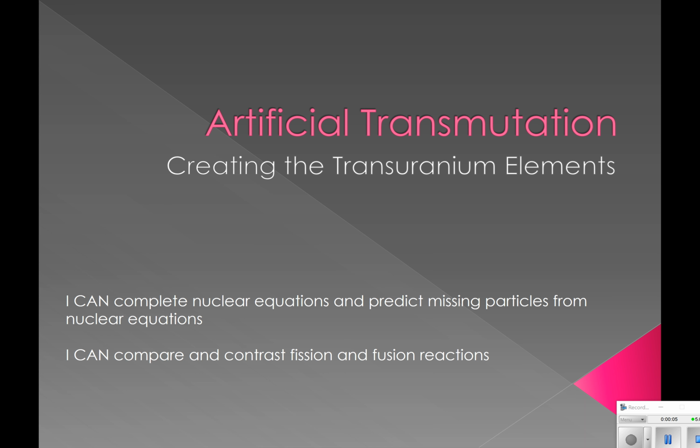Today's lesson is going to be on artificial transmutation, and we're going to talk about how we create the transuranium elements. And those are going to be the elements beyond uranium, which is atomic number 92. So we'll take a look at how those are created.